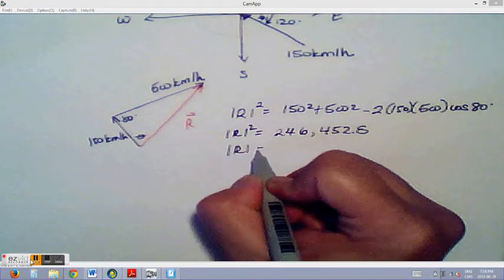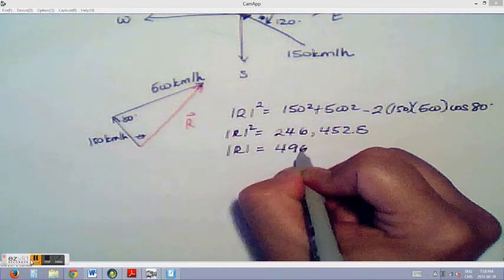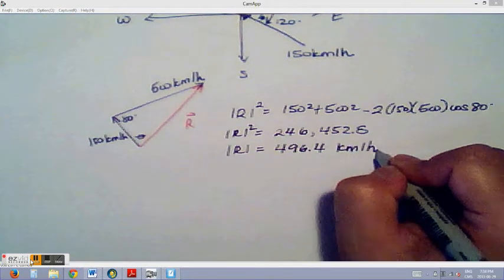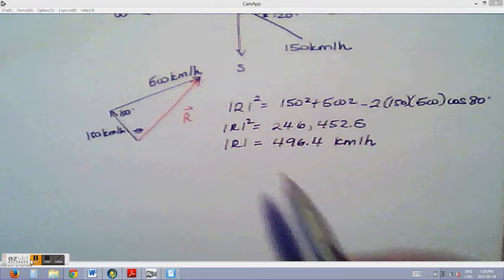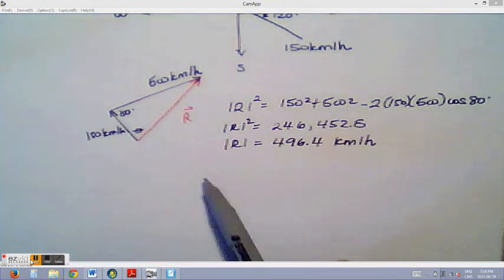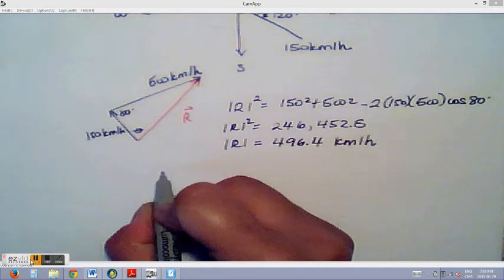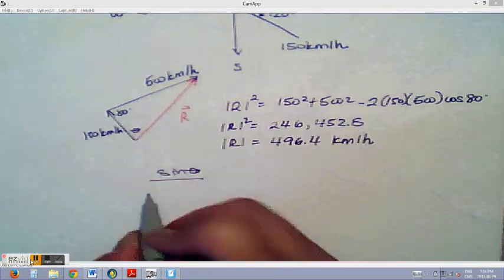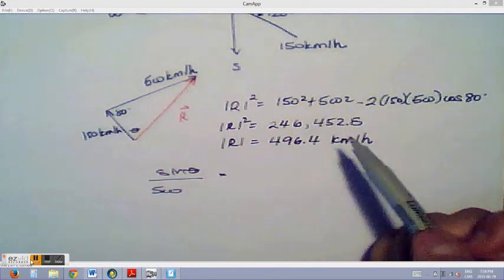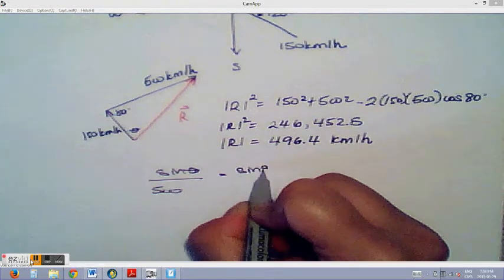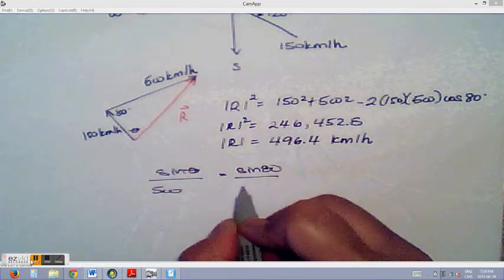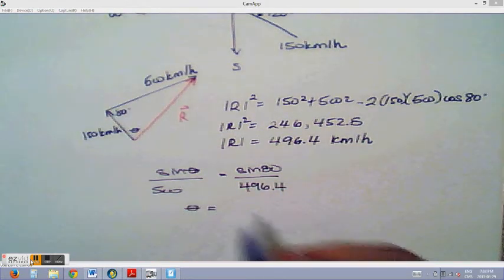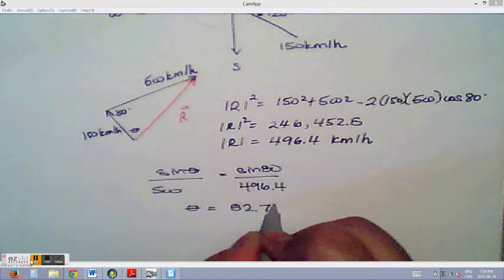The magnitude of r is then equal to 496.4. And we're dealing in kilometers per hour. Okay, and now we need to find our bearing, because this only gives us the magnitude. So we can use the sine law. So again, want to find an angle, so we put it up top. Okay, so this angle, the opposite to that is 500. And then we can say the sine of 80. Okay, and we know what r is. We'll hope that it's right. Theta then is equal to 82.7 degrees.